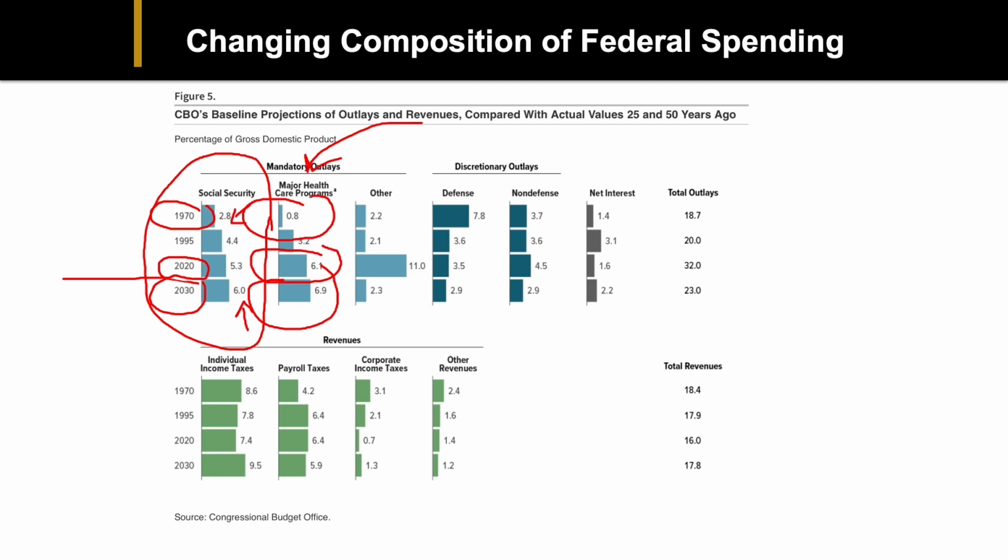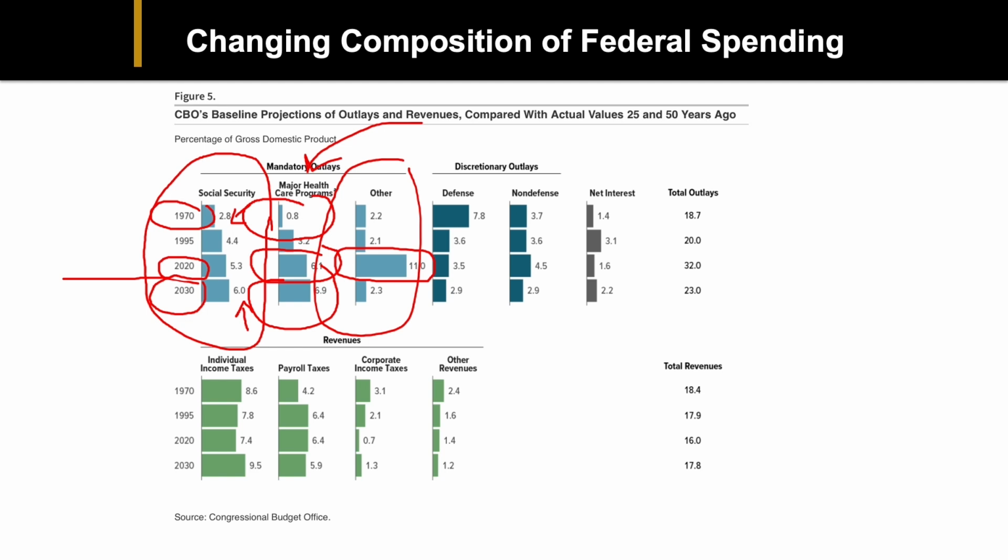Rising healthcare prices have grown faster than GDP has. It's becoming a larger and larger share of our federal budget. And here we have other mandatory outlays. You see this odd-looking surge in 2020, well, that's the pandemic. Then you see the pattern with the discretionary outlays.